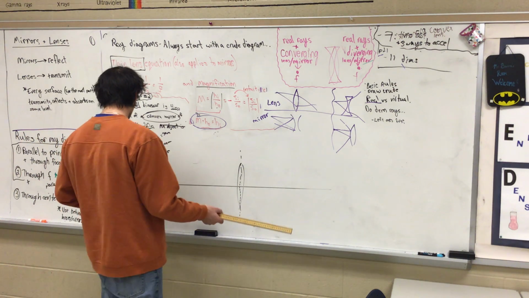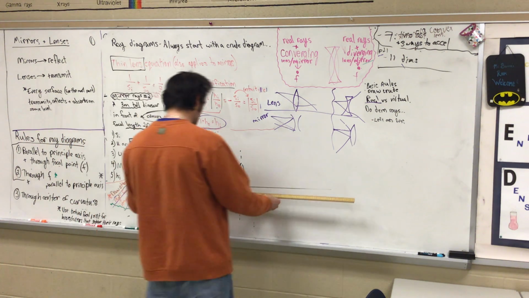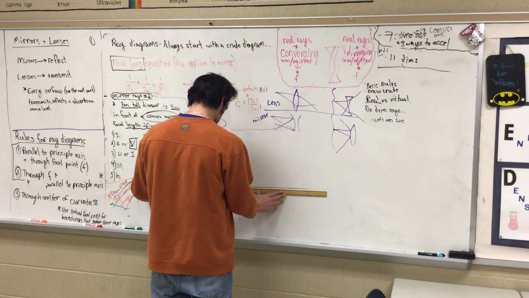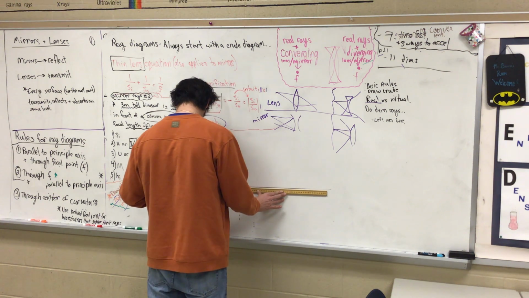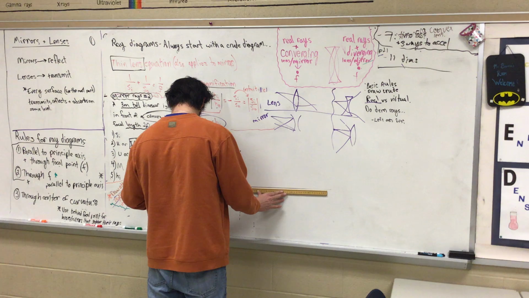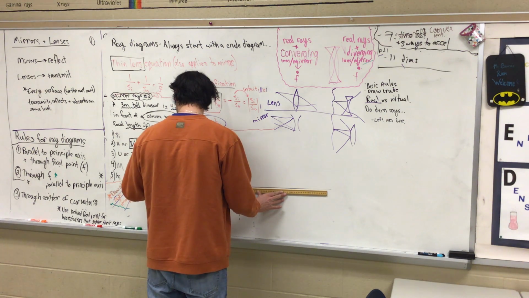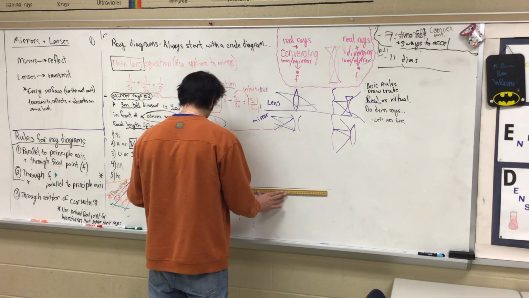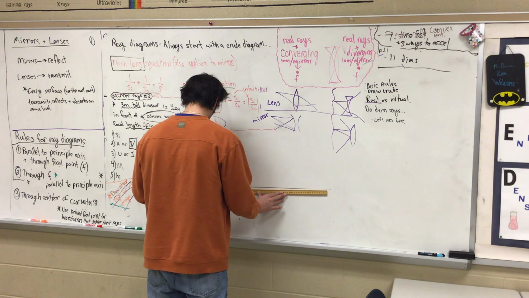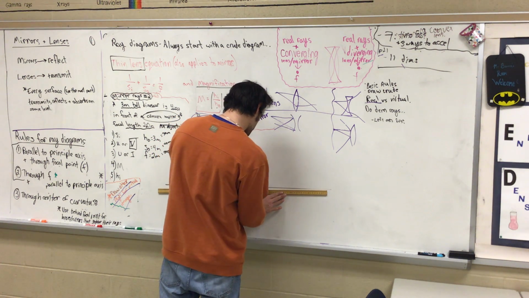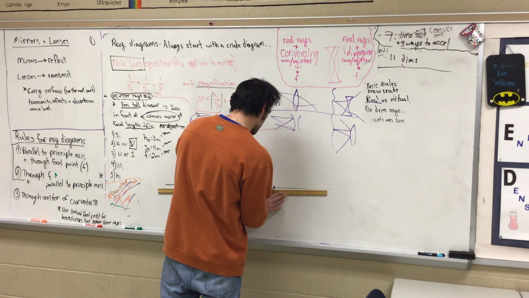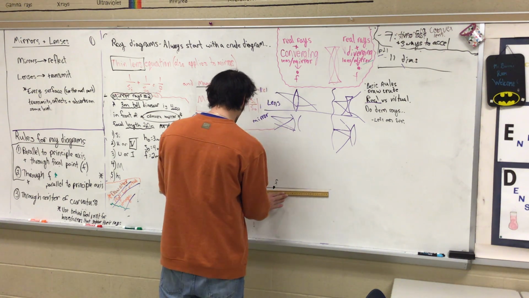Okay, so object distance. 30 centimeters away. 10, 20, 30. So that's my object distance. Focal length, 20 centimeters away, or 2 meters away. So there's my focal length. And 10, 20, I'm going to draw my focal length on the right-hand side and pretend like we don't already know which one we're going to use for rule number 2.